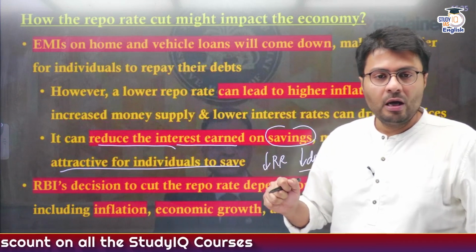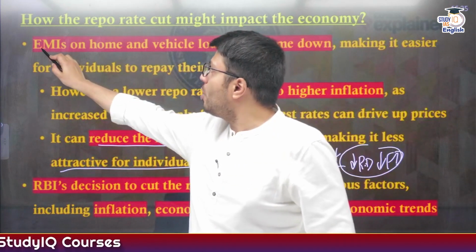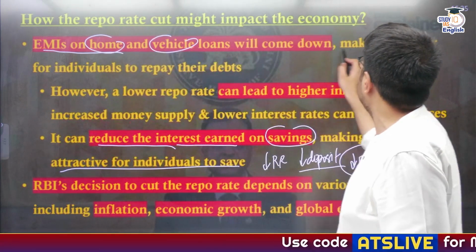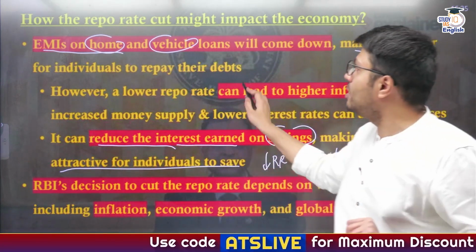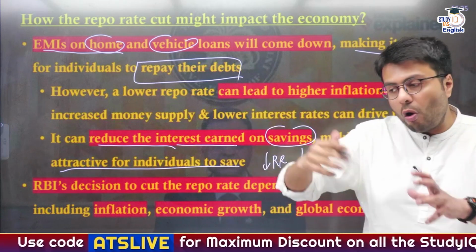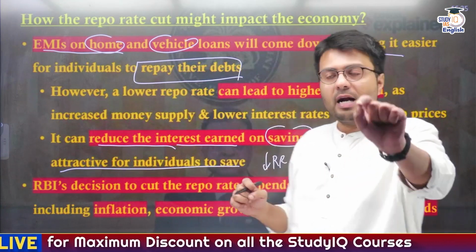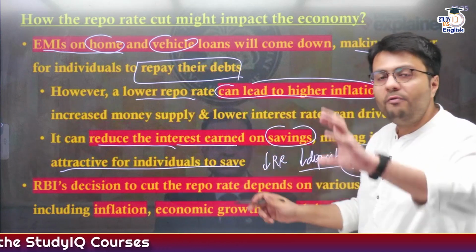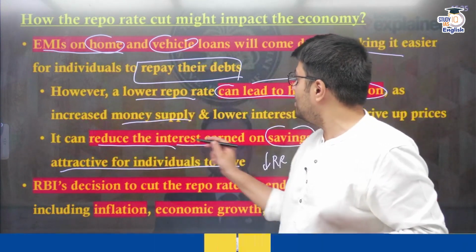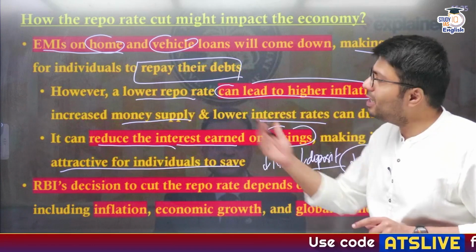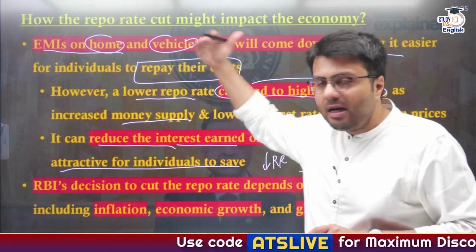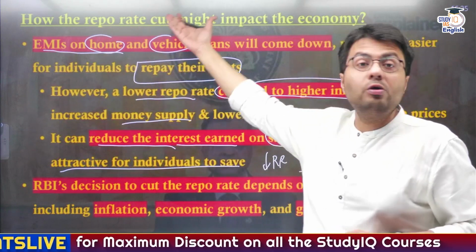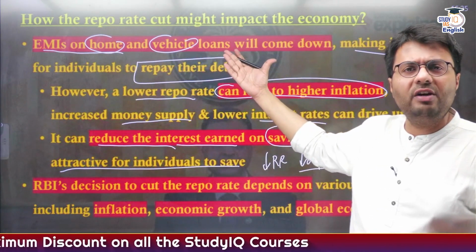And otherwise, it will lead to an overall reduction in EMI for home loans and vehicle loans that you take from the banks, making it easier for individuals to repay their debts. Also, as a long-term consequence, you can understand that lowering of repo rate can also lead to higher inflation, which is a consequence of increased money supply and lowering of interest rates. But this is a long-term consequence. The immediate consequence will be a reduction in your EMI outgo for your home loans, vehicle loans, or any kind of loans that you might have taken from the bank.